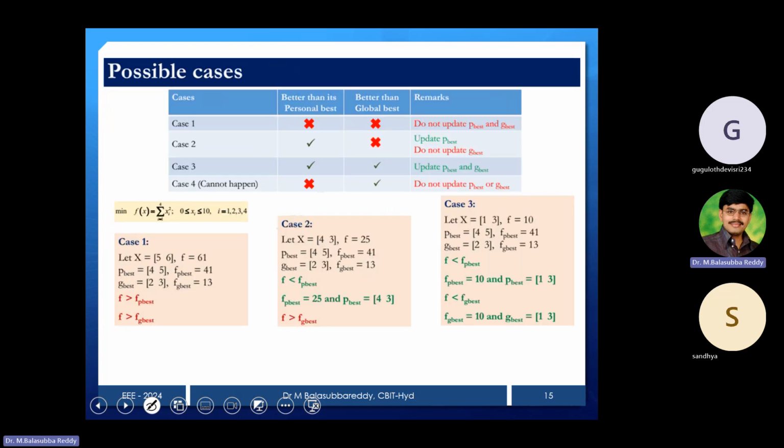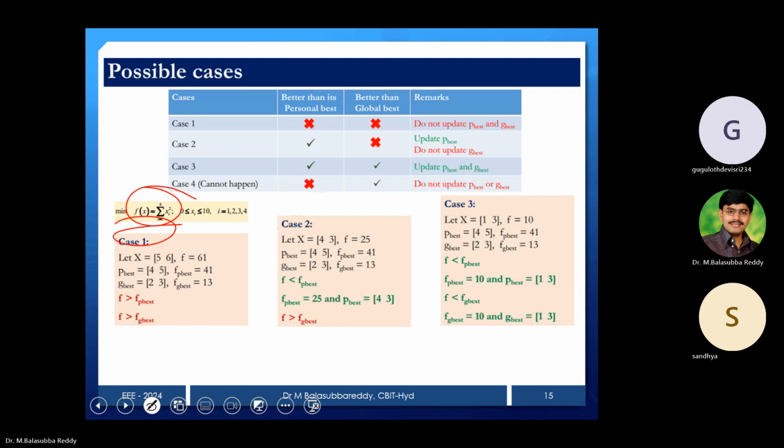Now let us see some possible cases to understand. Our function value is x1 square plus x2 square and so on, it may go up to x4 also. The function I have taken is x1 square plus x2 square plus x3 square plus x4 square. For each value x1, x2 up to x4, the minimum value is 0 and the maximum value is 10. That's what the problem gives. Now we can see how the position updation cases are going to be modified.